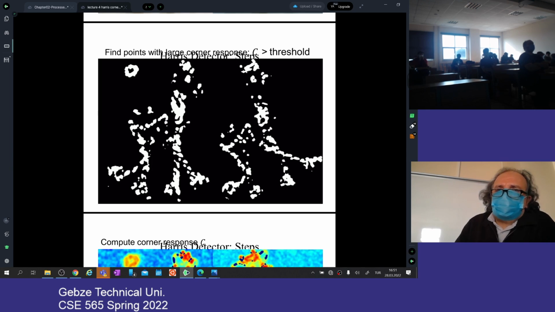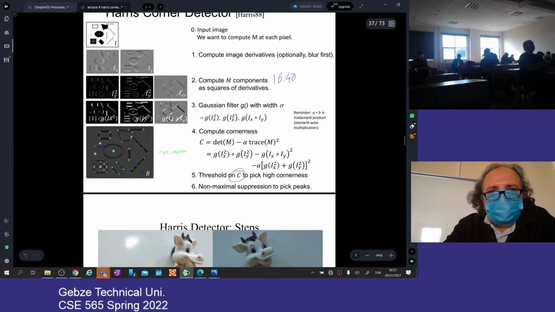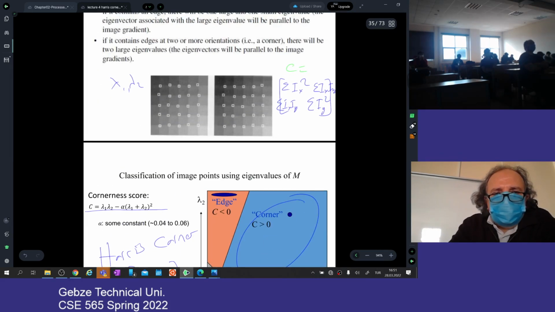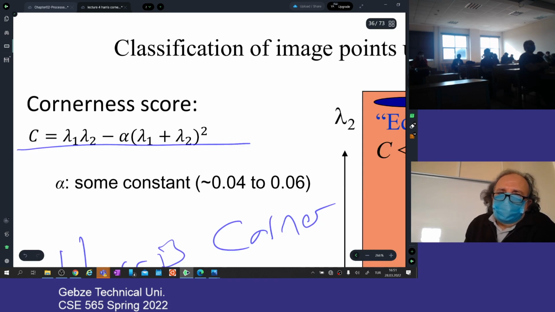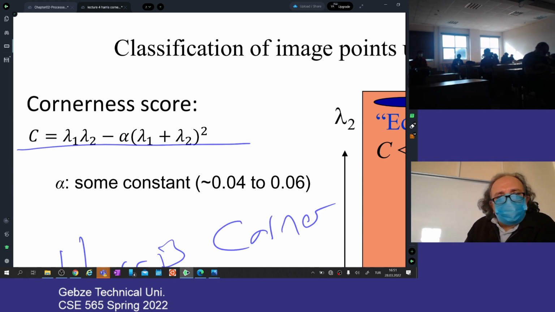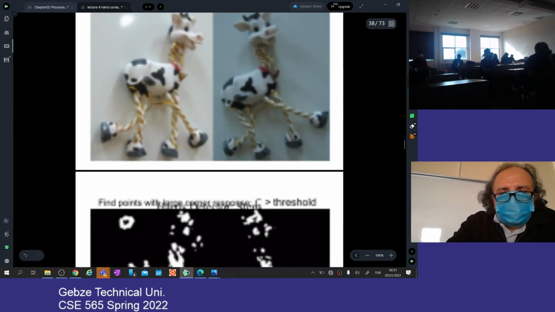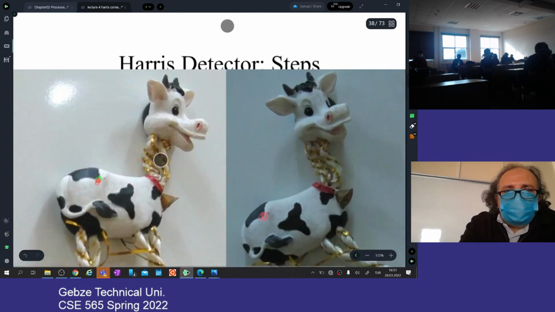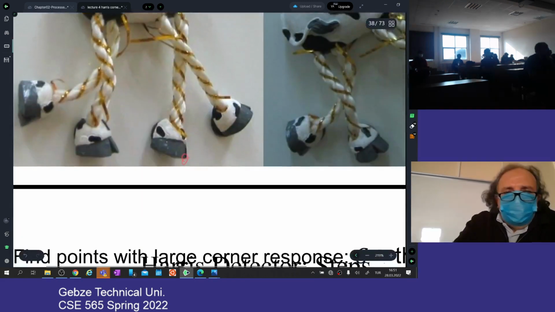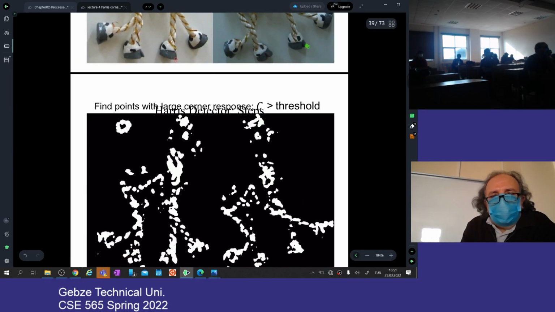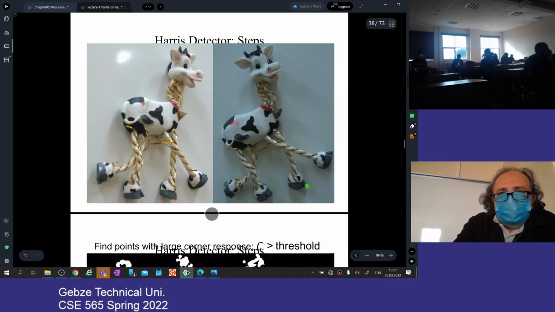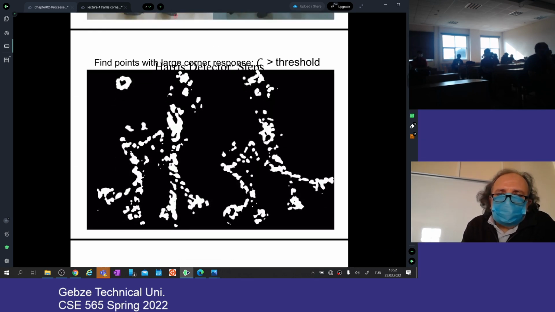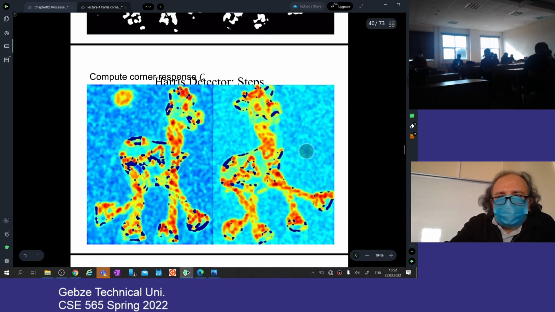These are the C values that are higher than some threshold. Remember, C is lambda 1 times lambda 2 minus alpha times the trace squared. If C is sufficiently larger than 0, then there is a corner. So these are some large C values. As you see, even for this reflection of the light source, we get lots of values. And these are the results of that detection. Well, I didn't get any corner points out of this, you might say. Well, let's run this non-maximal suppression.